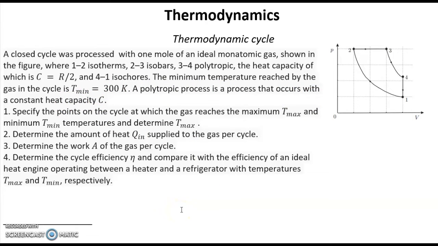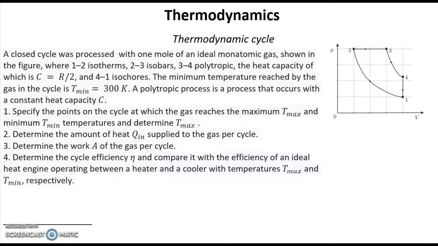First question. Specify the points on the cycle at which the gas reached the maximum and minimum temperatures and determine T maximum. Second question. Determine the amount of heat supplied to the gas per cycle. Question number 3. Determine the work A of the gas per cycle.